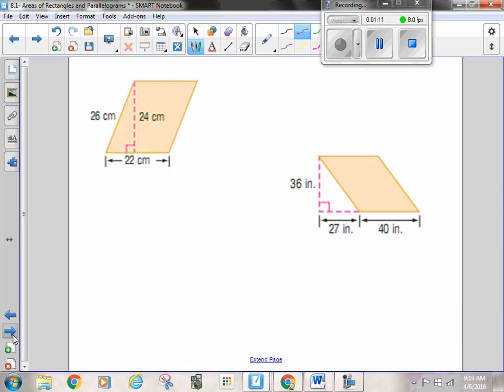All right, parallelograms. Base is 22 in my first one. My height is perpendicular to my base, so my height is the 24, not the 26. So I just take 22 times 24. We have 528 centimeters squared again.